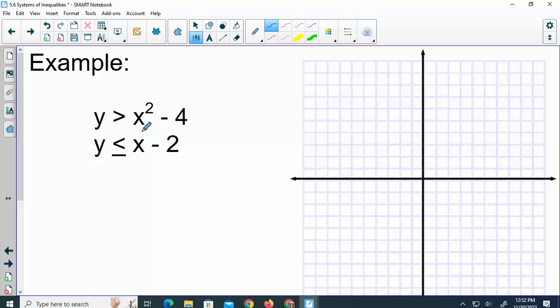What's y equals x squared minus 4? The parabola, the minus 4 would move it. Since it's not inside the square, it's actually going down 4. So 0, 0 would become 0, negative 4. If you put in a 1, you get negative 3. If you put in a 2, you get 0. So with the negatives. No equal to, so it's a dash.